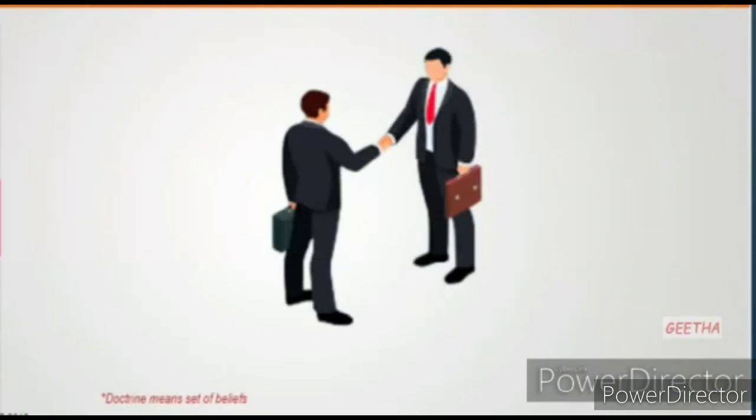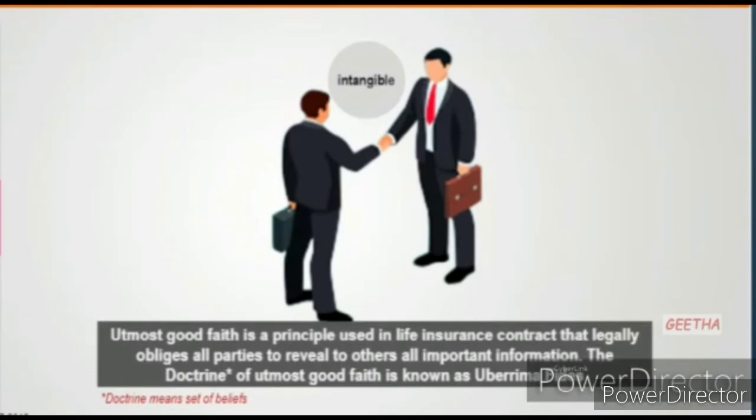Insurance is a special type of contract, since the subject is intangible and cannot be easily known through direct observation or experience by the insurer. Also, there are many facts, because of their very nature, that may be known only to the proposer. Utmost good faith is a principle used in life insurance contract that legally obliges all parties to reveal to others all important information. The doctrine of utmost good faith is known as Uberrima fides.